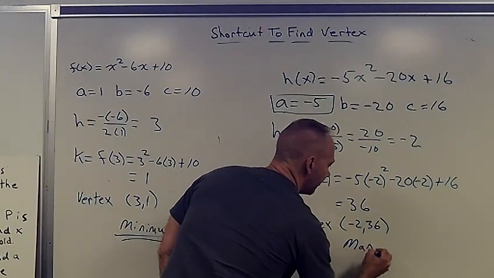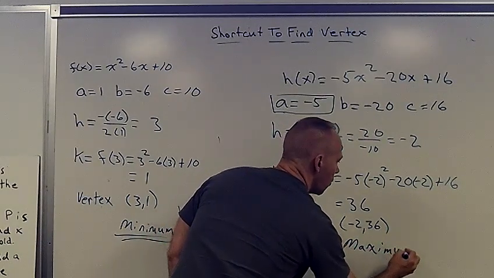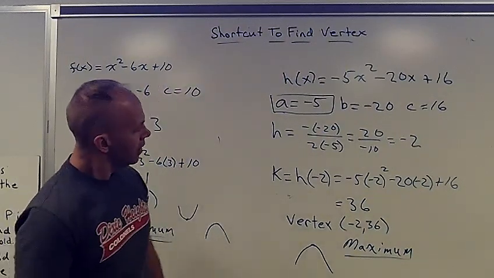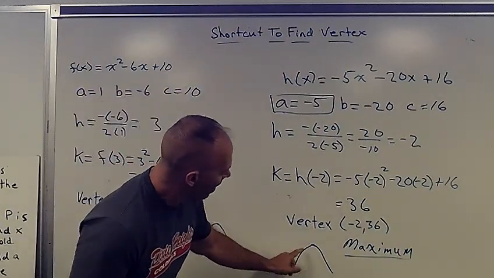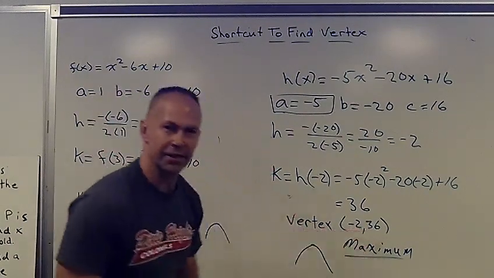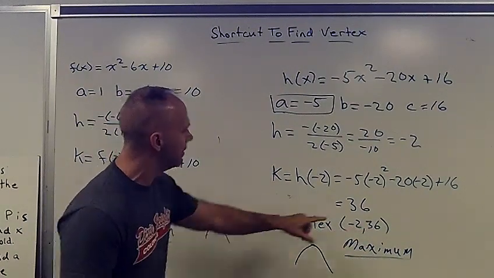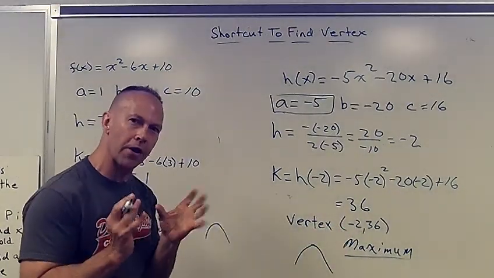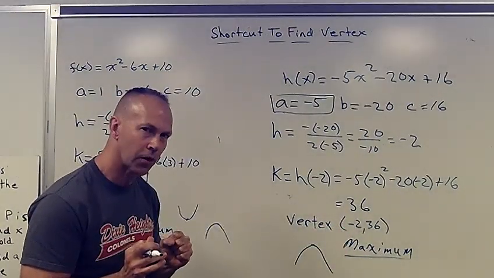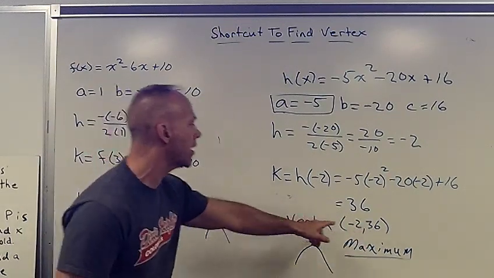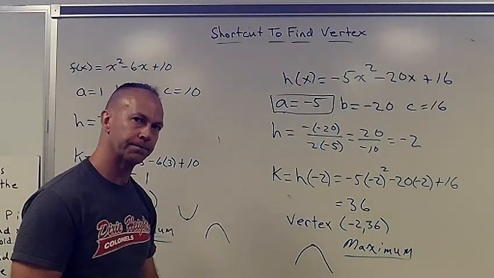Now, one thing I want to emphasize here, when we refer to maximum or minimum, the maximum value that the function reaches is 36. The y-coordinate, keep in mind, is the function value. The x-coordinate just tells me where it occurs. All right? So we say it reaches a maximum of 36 when x is negative 2.